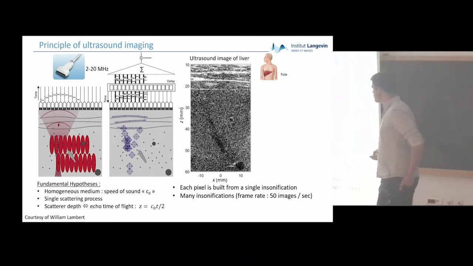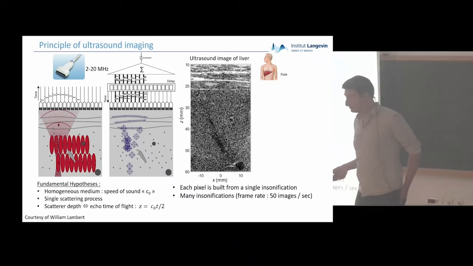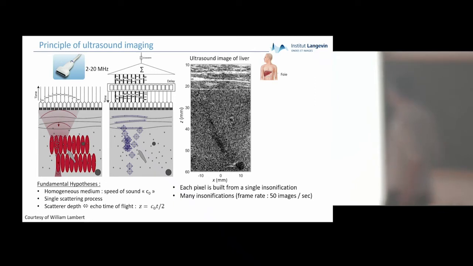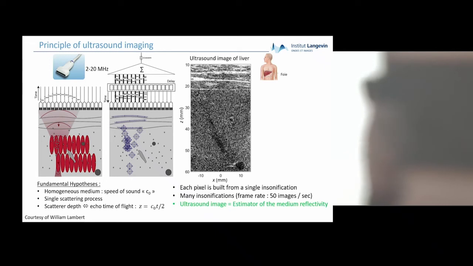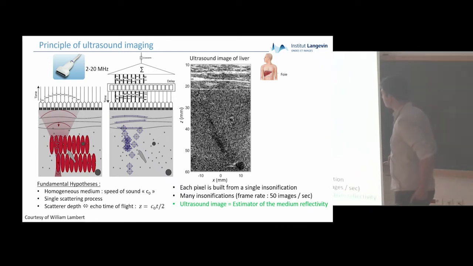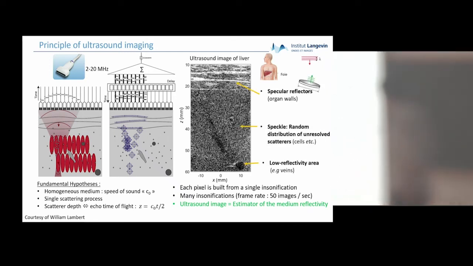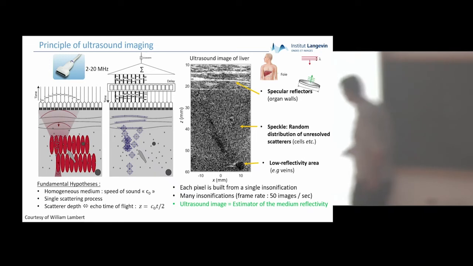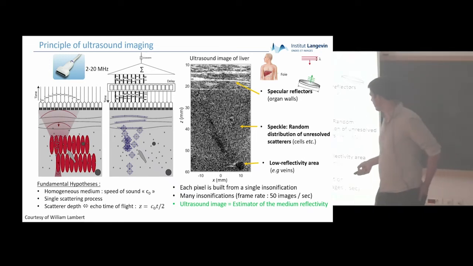Okay. So each image is built from a single insonification, and so you need many insonifications to get a full image of the liver. Typically, as Matthias said yesterday, the frame rate is around 50 images per second. So this image is interesting. It's an estimator of the medium reflectivity, so it's only qualitative, okay? But it's related to the fluctuations of the impedance inside the medium, as said by Ludovic yesterday.